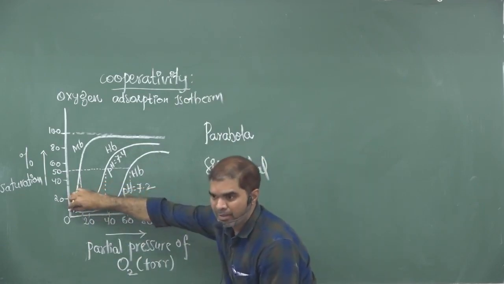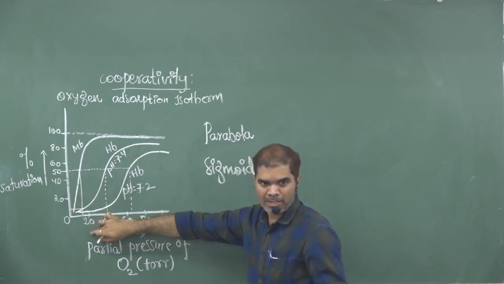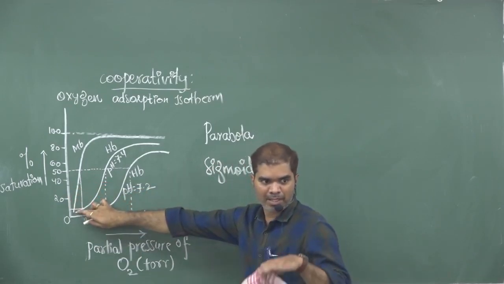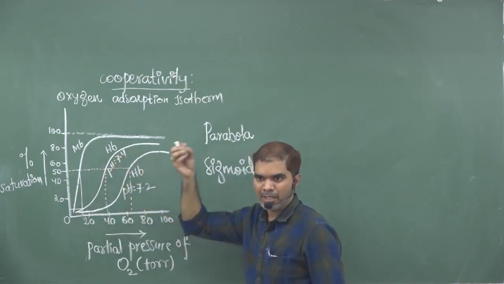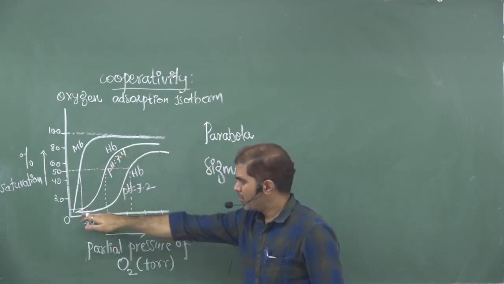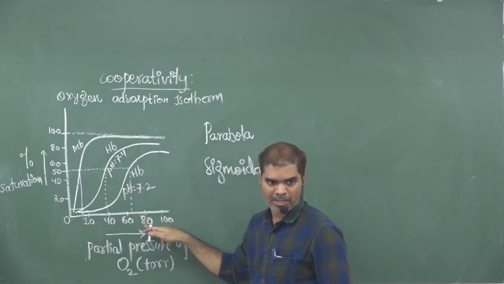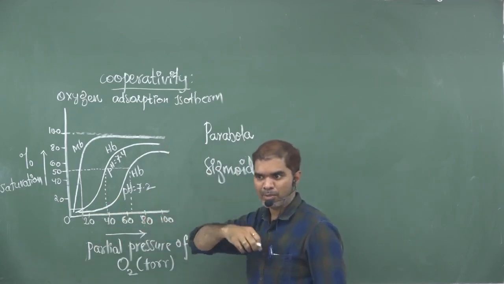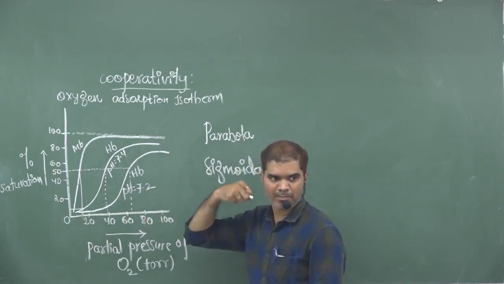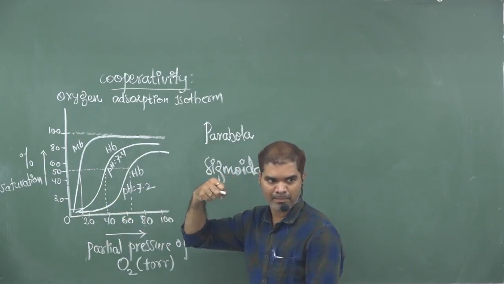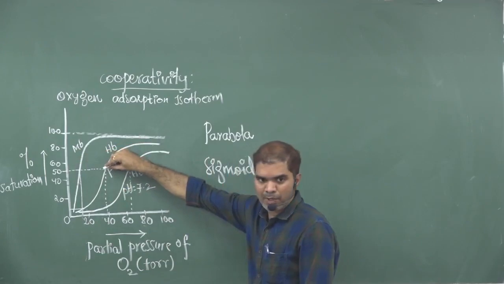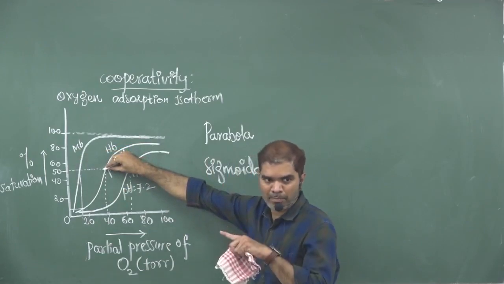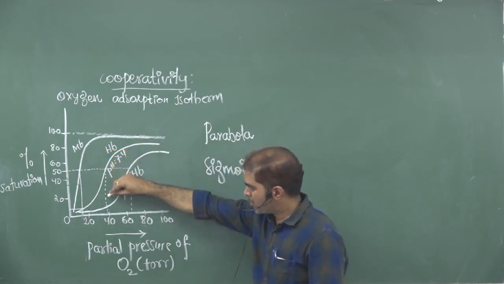Not even 10. It means at that low partial pressure, how much hemoglobin is getting saturated with oxygen? Not even 10%. It means for hemoglobin to take up dioxygen, you always need more partial pressure. That is the reason at lungs, hemoglobin will be taking up dioxygen where the partial pressure of oxygen is very high. Okay? Next. To reach 50% saturation for hemoglobin at 7.4 pH, how much partial pressure is needed?